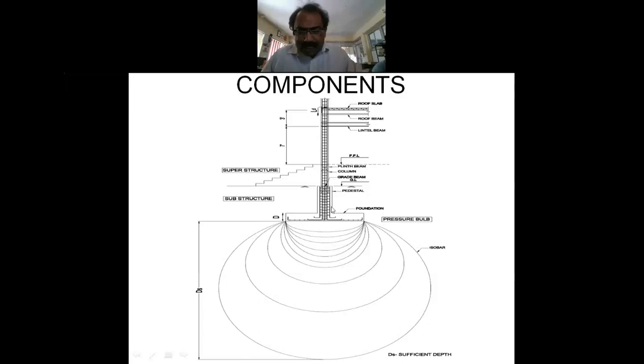Q is stress, Q equal to P by A. So this is Q. At this line, it is 0.9 Q, that is 90% of the pressure. Here it is 0.8 Q.